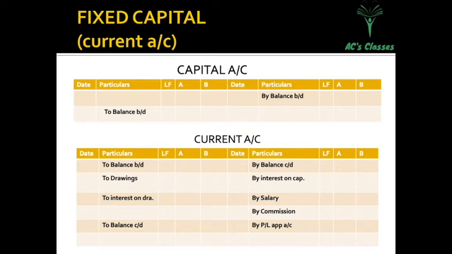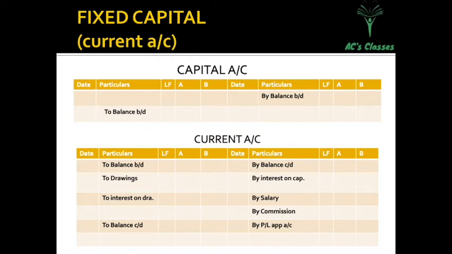Now, the next entry in the current account is by interest on capital. The next entry is salary. The next entry is commission. And the final entry is by profit and loss appropriation account. That is the profit which we have got from the preparation of the profit and loss appropriation account. These are the items which may be there in the current account. However, it is not necessary that all these items are there. It is not necessary that there is an interest on capital or salary or commission, and neither is it important that there is a profit on the profit and loss appropriation account.